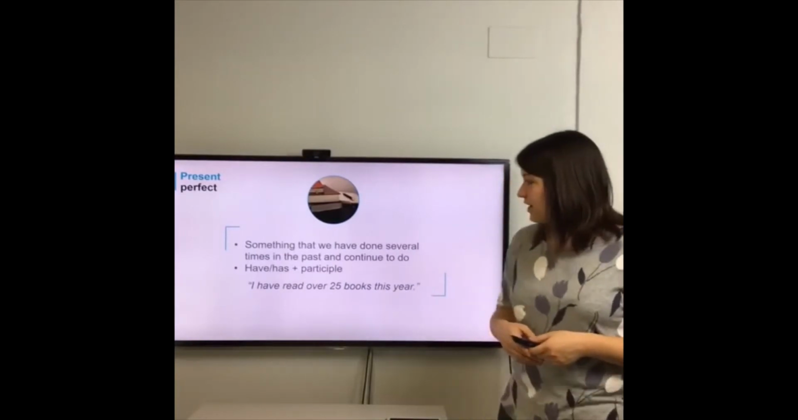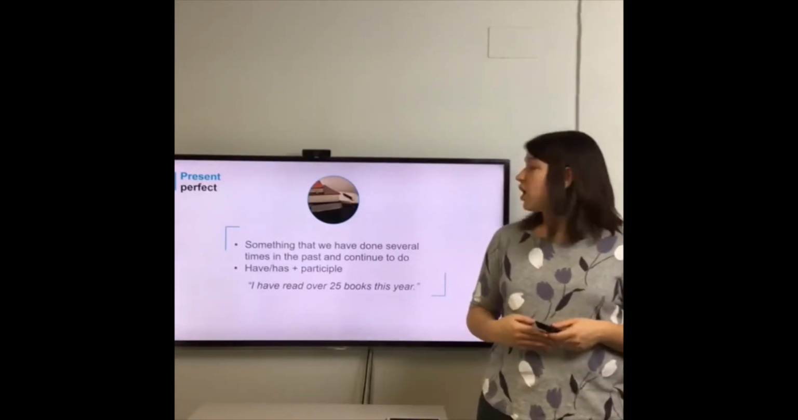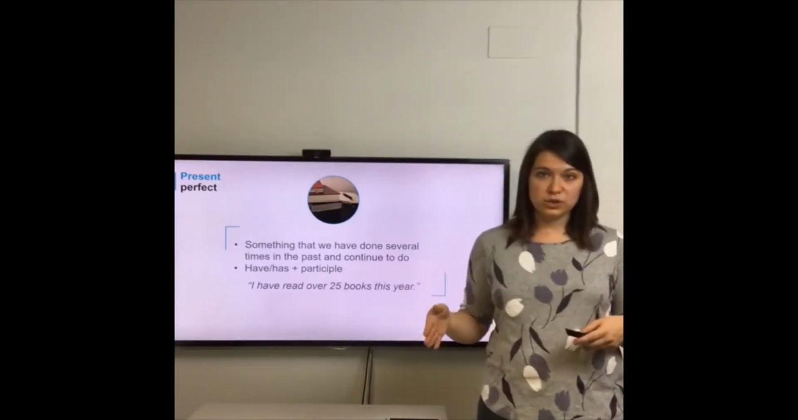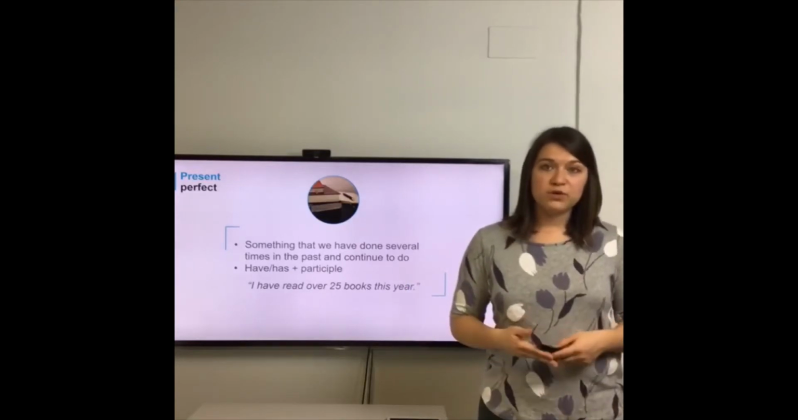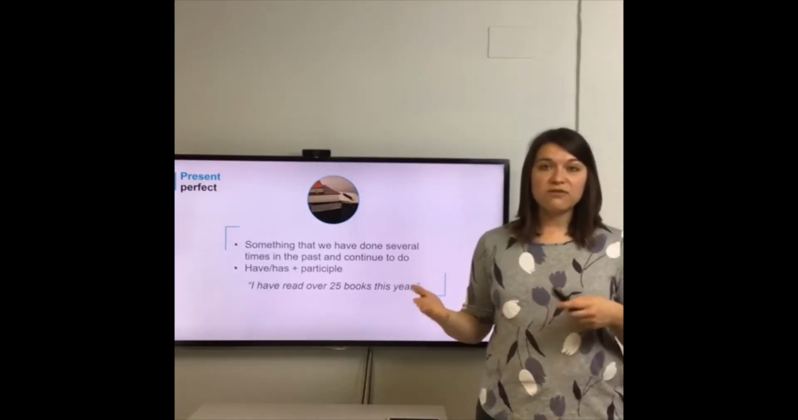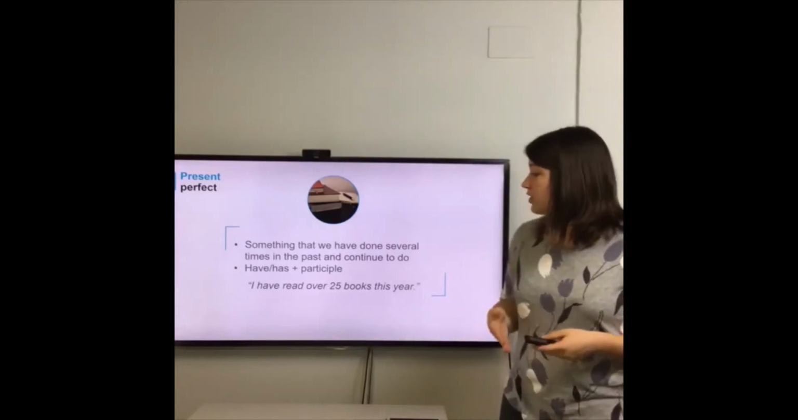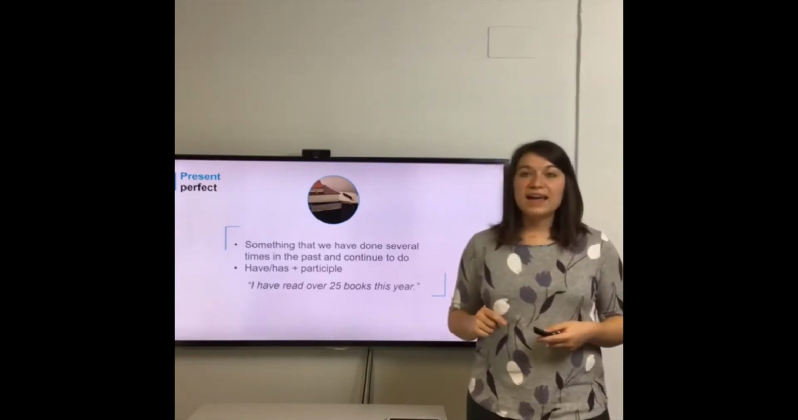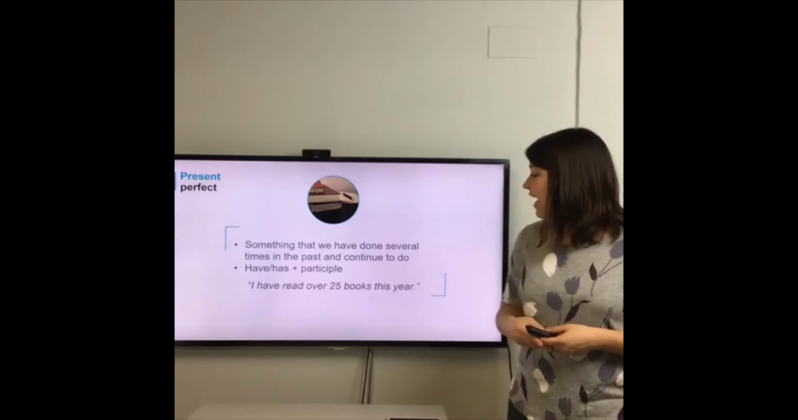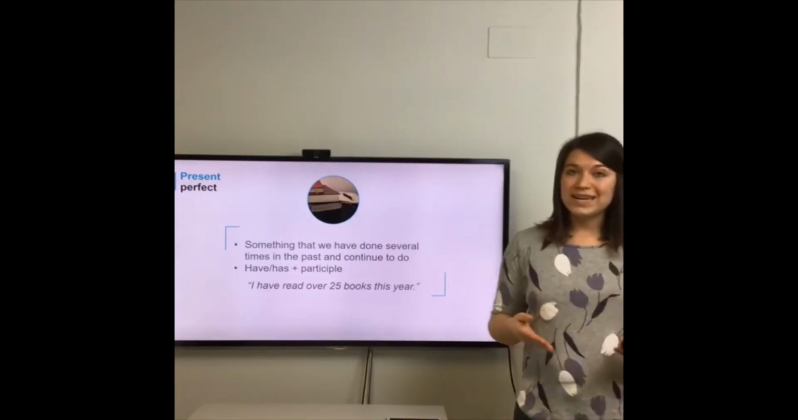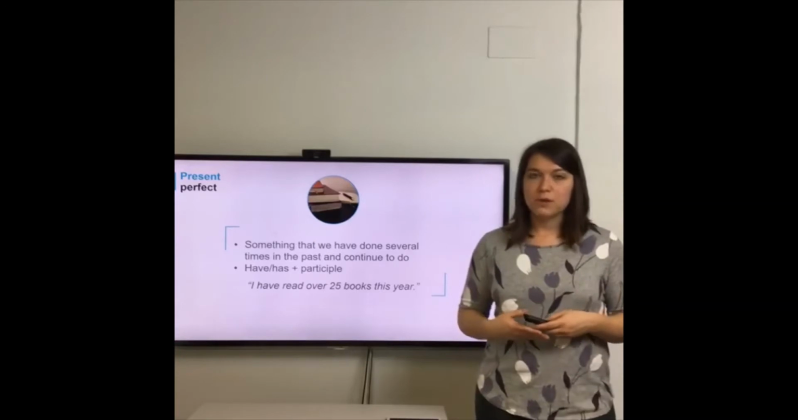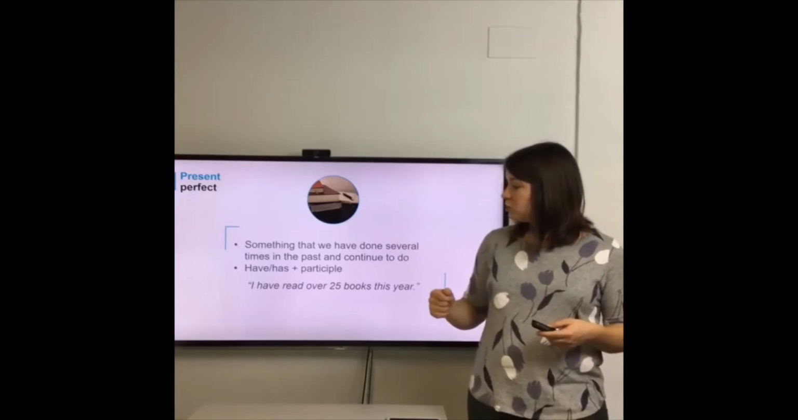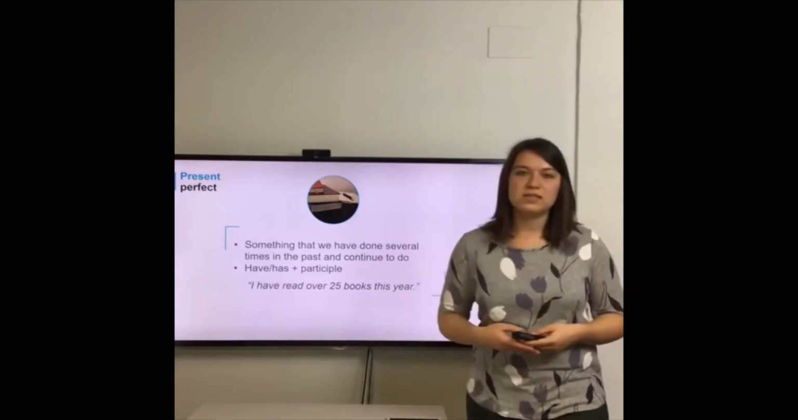The present perfect, okay? We use the present perfect to talk about something we have done several times in the past and continue to do in the present. We form the present perfect with the verb to have, so have or has, plus the participle, okay? This is the ending, the participle. For example, I have read over 25 books this year. So the verb to read in participle form is read. The spelling is the same, but the pronunciation is different. So we have to have, I have, plus the participle read.